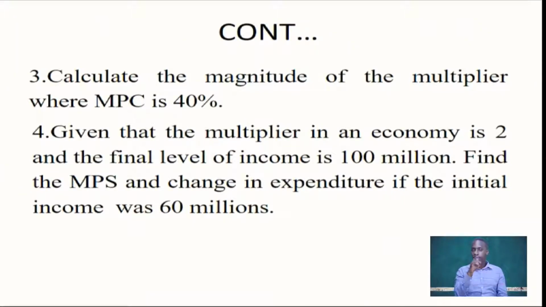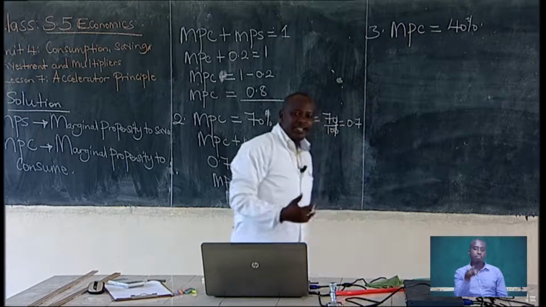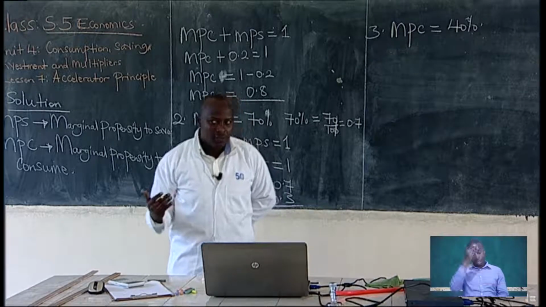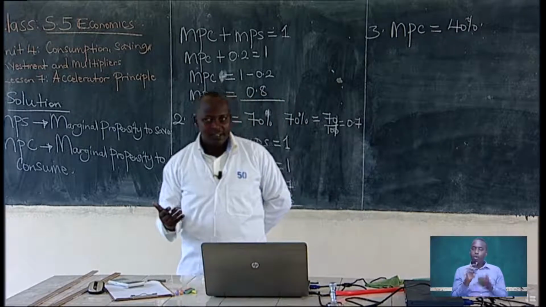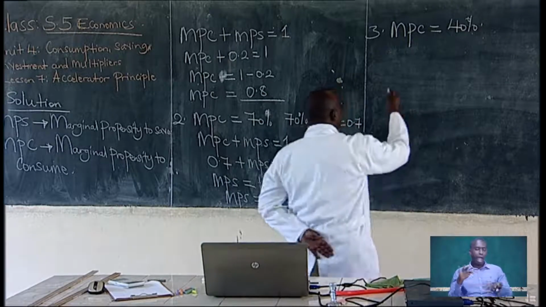Now, on solution 3, calculate the magnitude of the multiplier where MPC is 40%. Marginal propensity to consume is 40%. We calculate the multiplier. Now, how do we get the multiplier when we are given marginal propensity to consume? Learners, hope you still remember the formula of calculating multiplier given marginal propensity to consume.